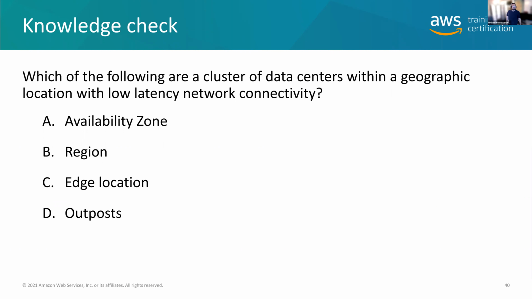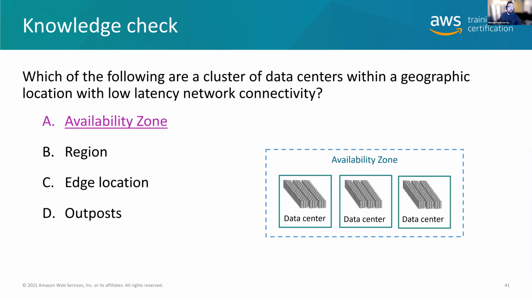Which of the following are a cluster of data centers within a geographic location with low latency network connectivity? A cluster of data centers within a geographic location with low latency, fault tolerant network activity, cooling, and power. Which of those? A, B, C, or D, right? Good. Yep, availability zones, pretty straightforward.